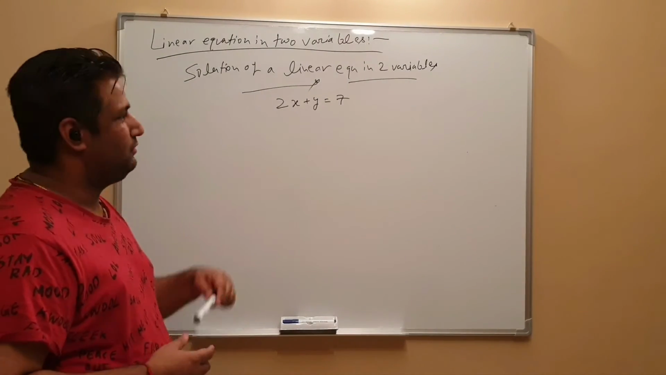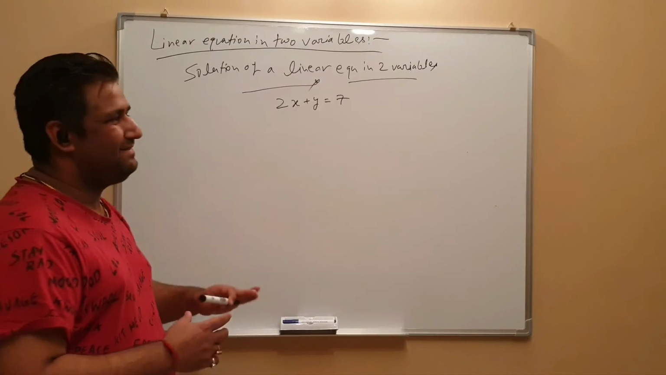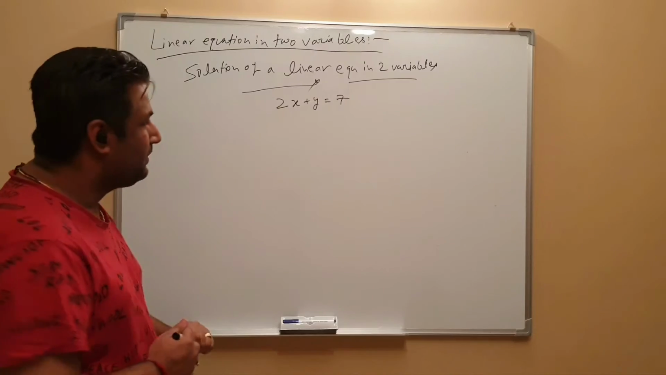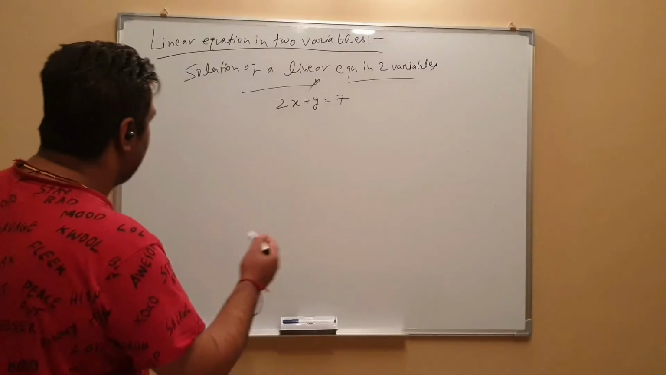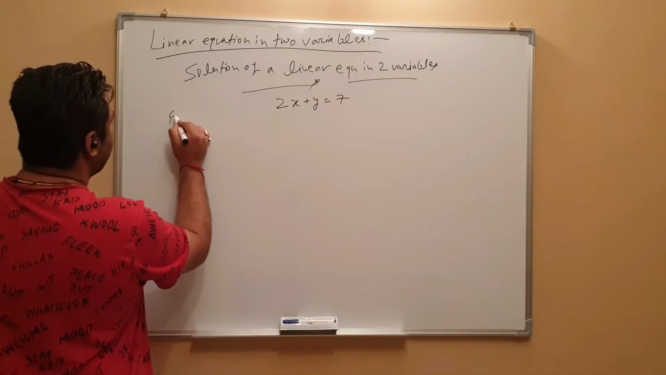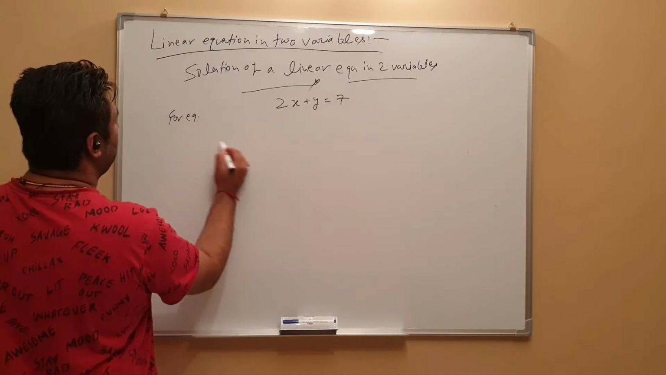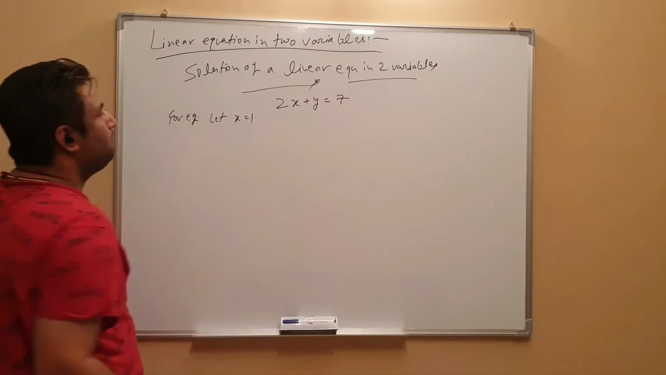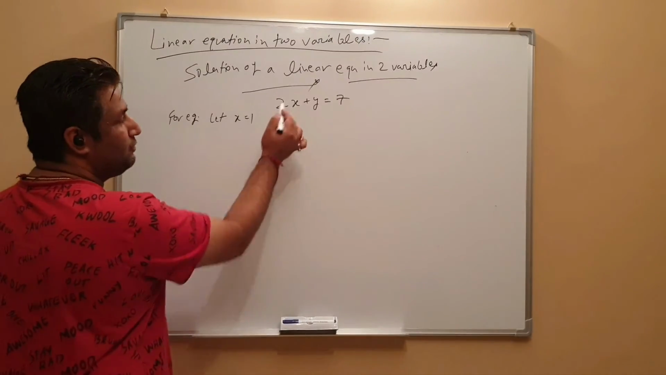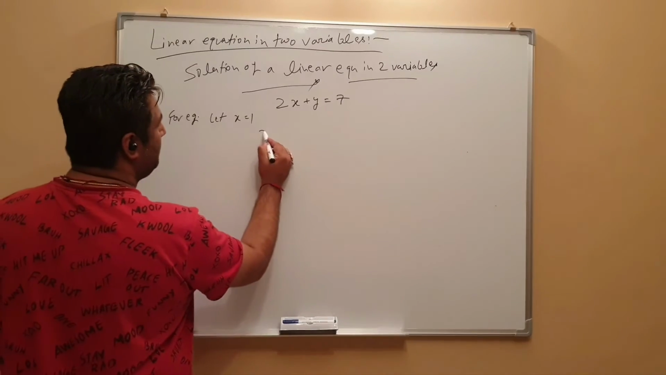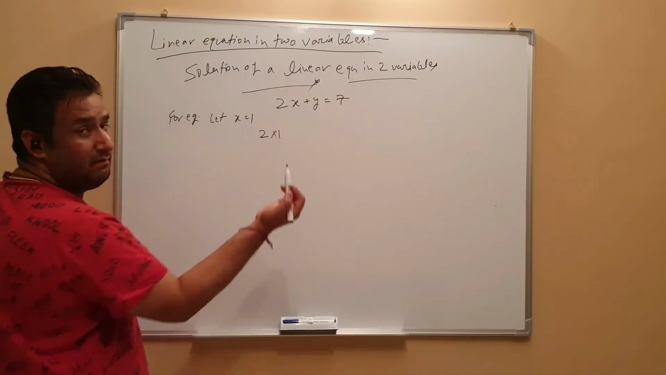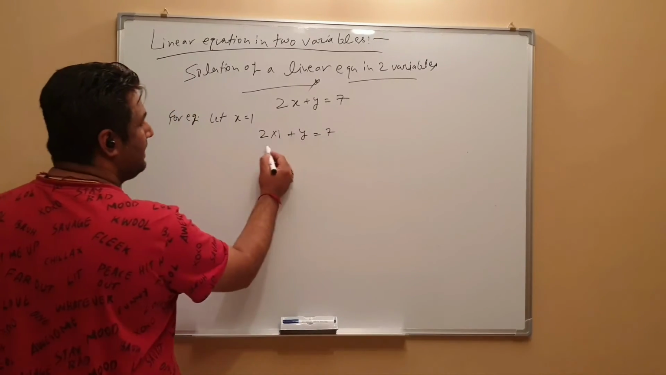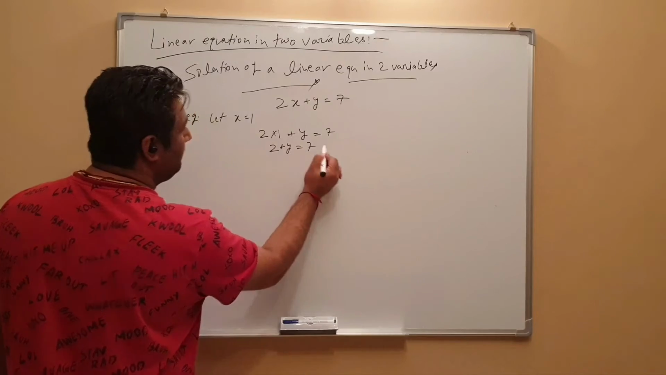Basically what you have to do is choose any variable, x or y, and try putting random values of that. For example, let x is equal to 1. If you substitute x equal to 1 in this equation, what do we get? We get 2 times x, so in place of x I will write 1, plus y is equal to 7. Now 2 times 1 is 2, plus y is equal to 7.